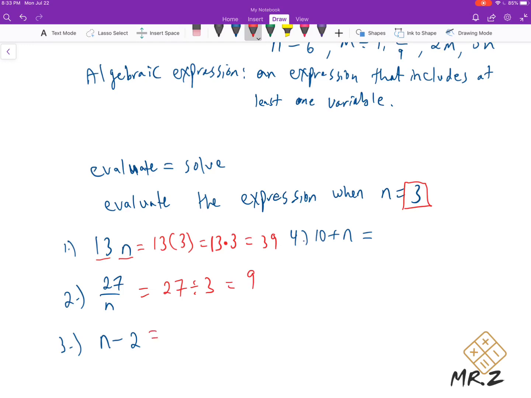N minus 2, instead of n, again, we're just going to substitute 3 for every n that we see. So for this n, right here, we're just going to replace it with 3. So 3 minus 2, that's 1. 10 plus n, that means 10. And again, for n, we're just going to substitute it with 3. So 10 plus 3, 13.